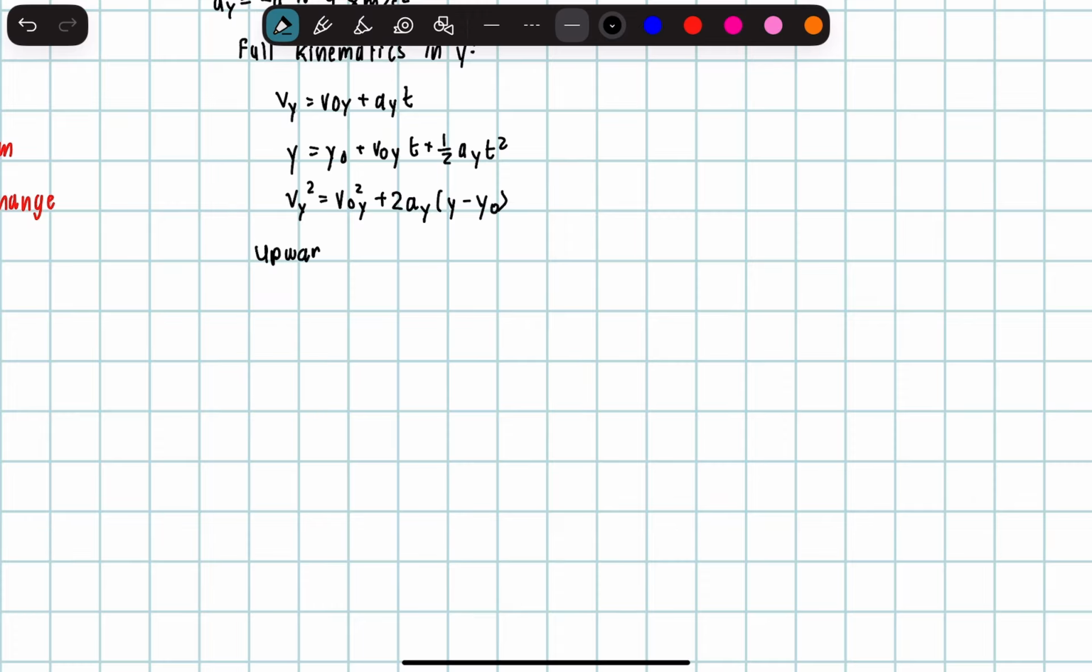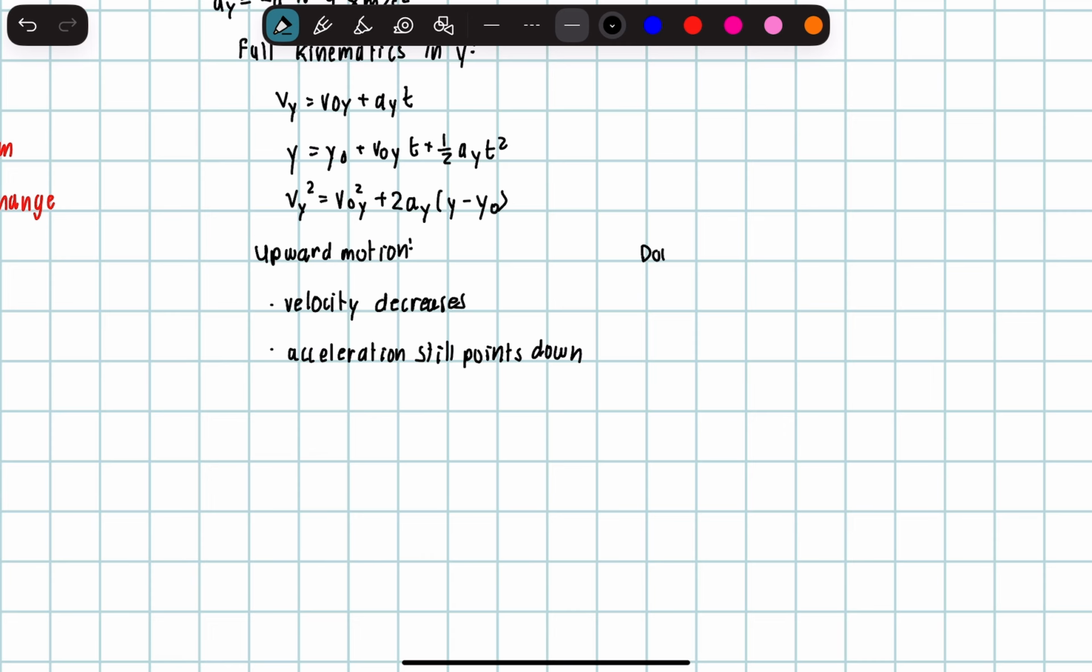Now, in the upward motion, we have that velocity decreases, but acceleration still points down.